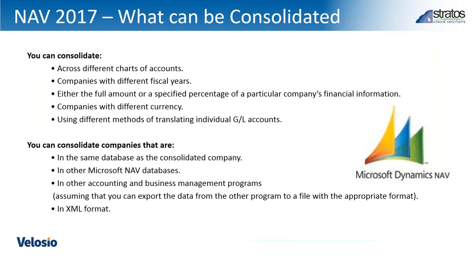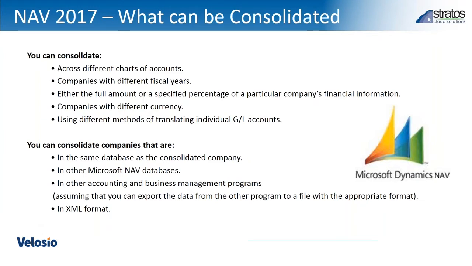So as you see here, you can consolidate across different charts of accounts with different fiscal years in your companies, either full amounts or any percentage of a company's financial information, companies with different currencies, and you can also use different methods of translating individual GL accounts. For the companies, you can use companies that are in the same database or in other NAV databases, and you can even consolidate companies in other accounting and business management programs. And it does use XML format.